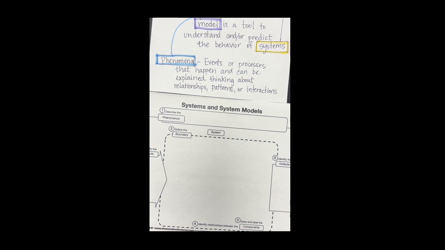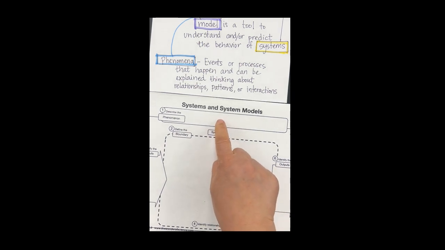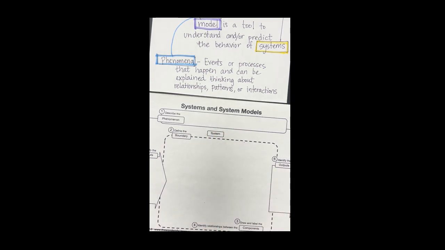Or it could be an interaction. So it could be something about how does the black hole at the center of our Milky Way galaxy interact with the objects around it. So you might think about a phenomenon of a celestial body that orbits Sagittarius A, for example. Okay, so you have to think about some sort of relationship, pattern, or interaction, and you're going to call that a phenomenon. Okay, so it's a specific observable event or process.